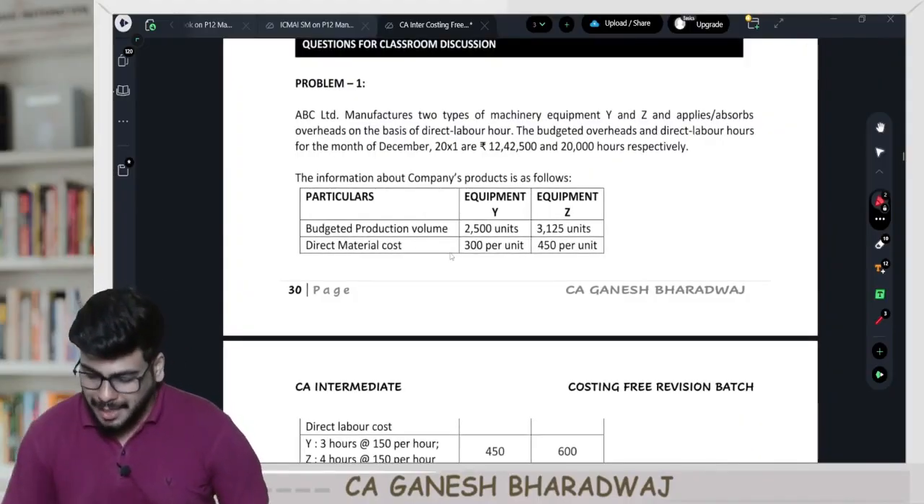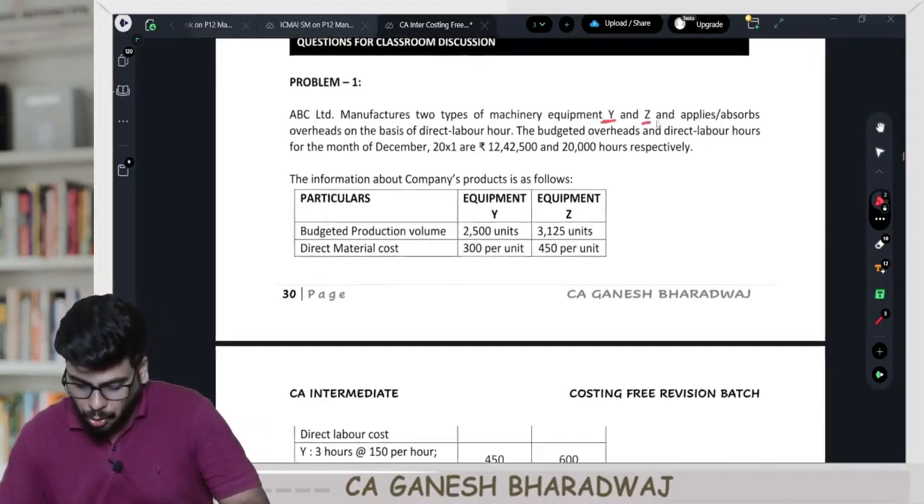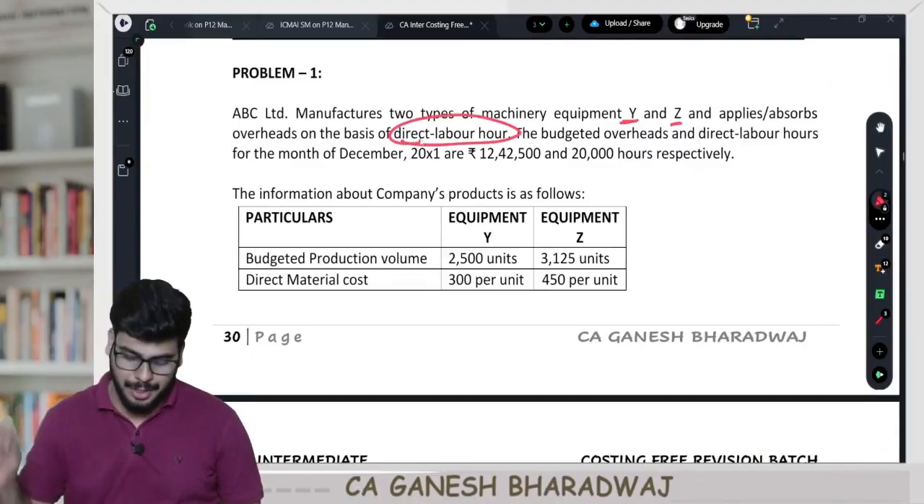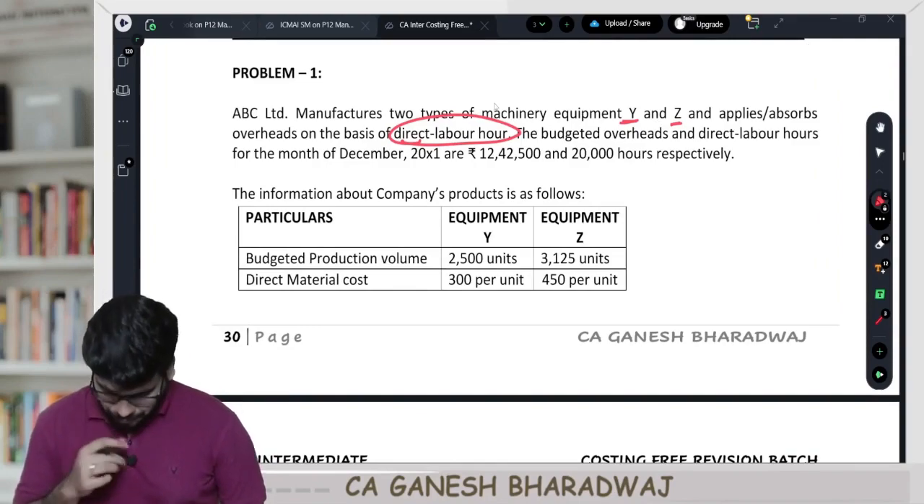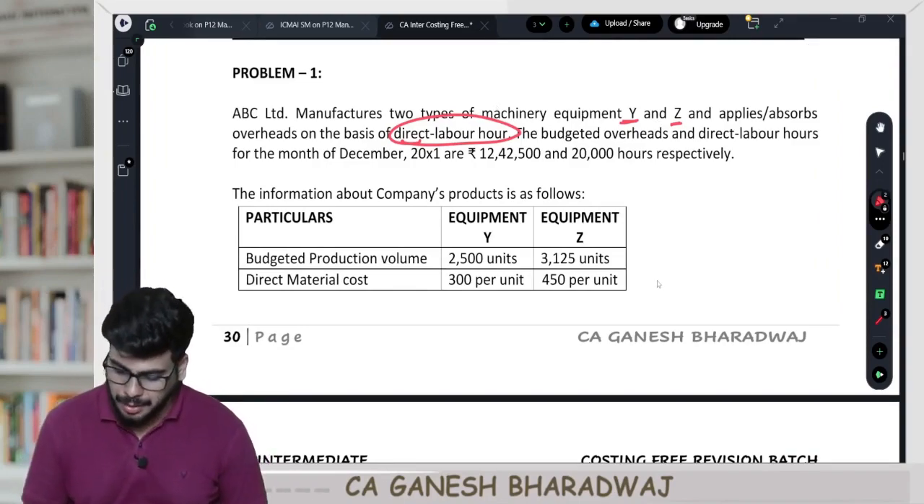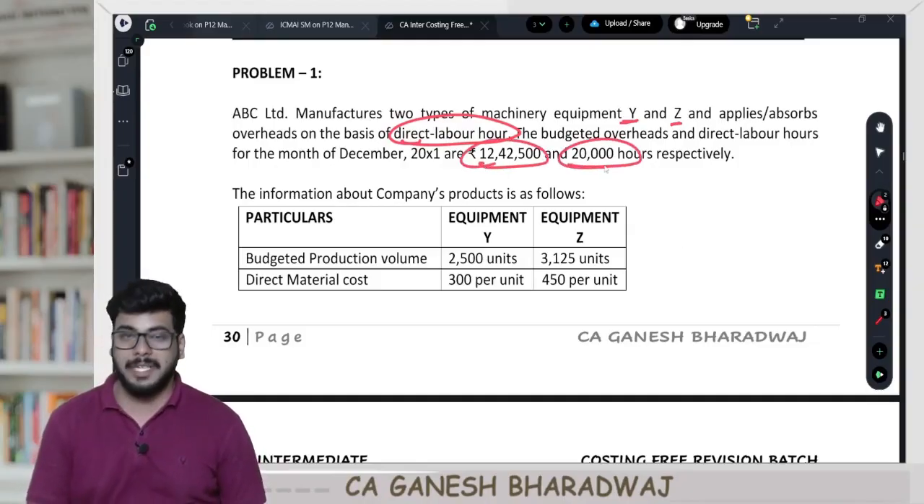ABC Limited manufactures two types of machinery, equipment Y and equipment Z, and applies or absorbs the overheads on the basis of direct labor hour. Presently, they are using the traditional costing system. They are taking the direct labor hour as the base quantity. The budgeted overheads and the direct labor hours for the month of December are 12,42,500 and 20,000 hours respectively, right?